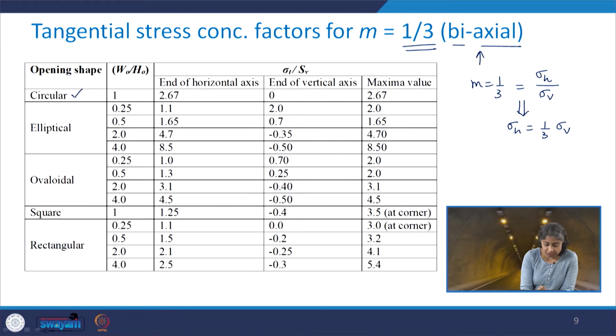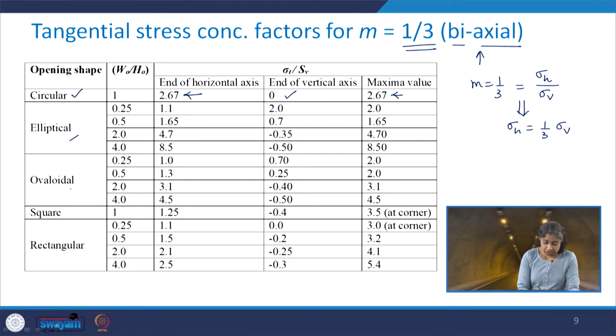So for the circular opening shape, at the end of the horizontal axis, the value of the stress concentration factor was found to be 2.67. At the end of the vertical axis, it was 0, and the maximum value was also 2.67.